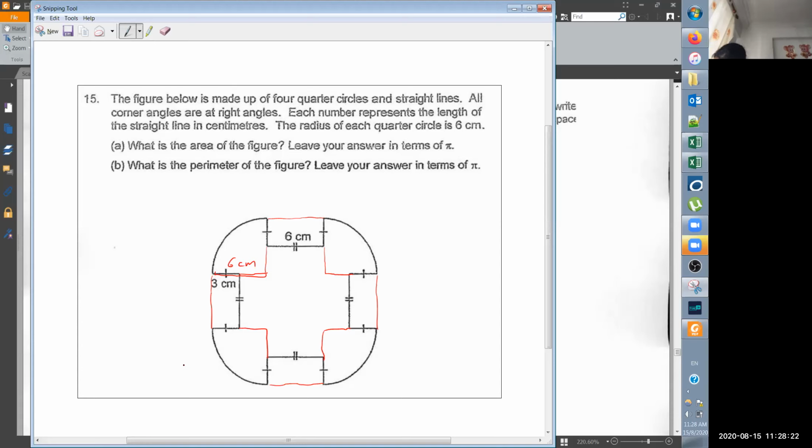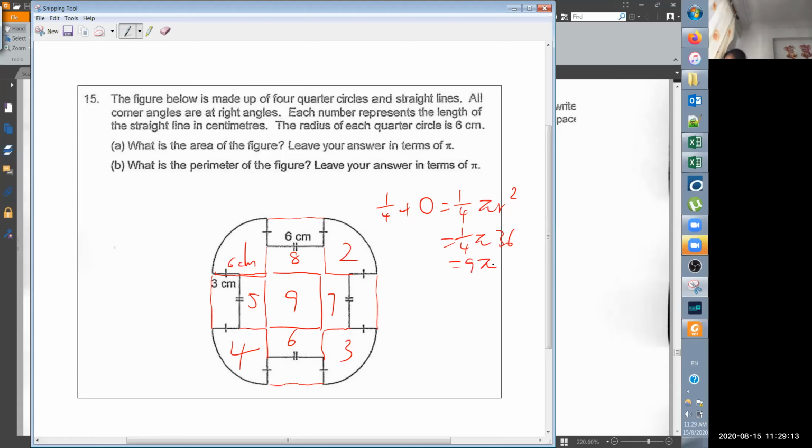Okay, so in order to find the area of the figure, I think we need to have a strategy. What is the strategy to find the area of the figure? The strategy is 1, 2, 3, 4, and then you can also add 5, 6, 7, 8, and 9. Am I right? Okay, so I think it's quite easy to find 1 because it is 1/4 of a circle. So 1/4 pi r squared. r is 6, so r squared is 36. So it's 9 pi.